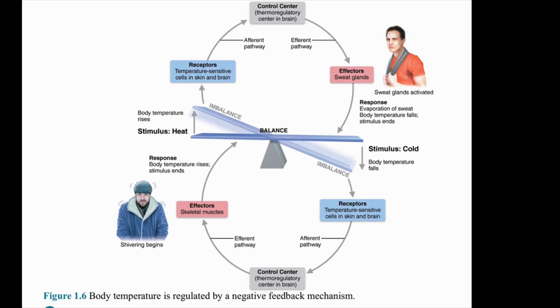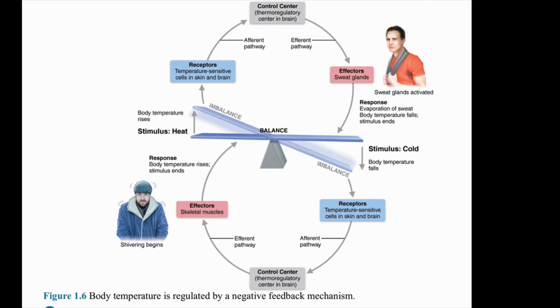There are receptors. Why would the body temperature rise? Either because of fever, or maybe exercise, or it's really warm outside. So there are receptors. These are temperature-sensitive cells in the skin and the brain. They will send afferent pathways to the control center, the thermoregulatory center in the brain, which happens to be the hypothalamus. We're going to learn about that next semester.